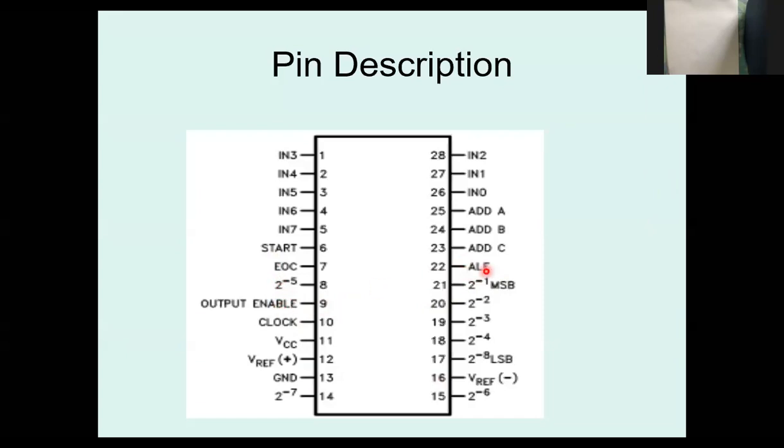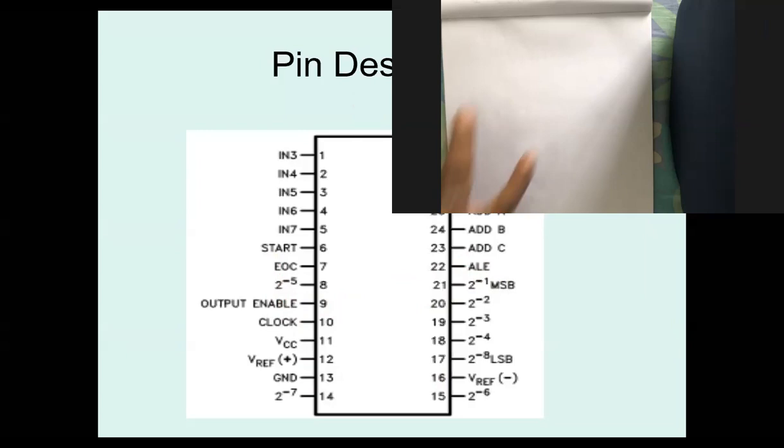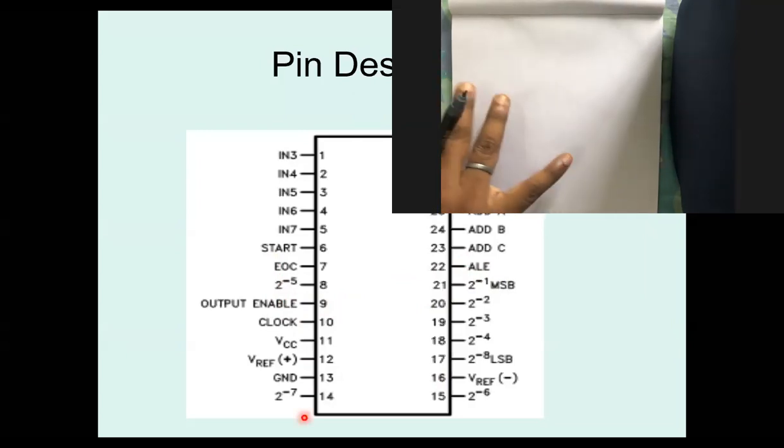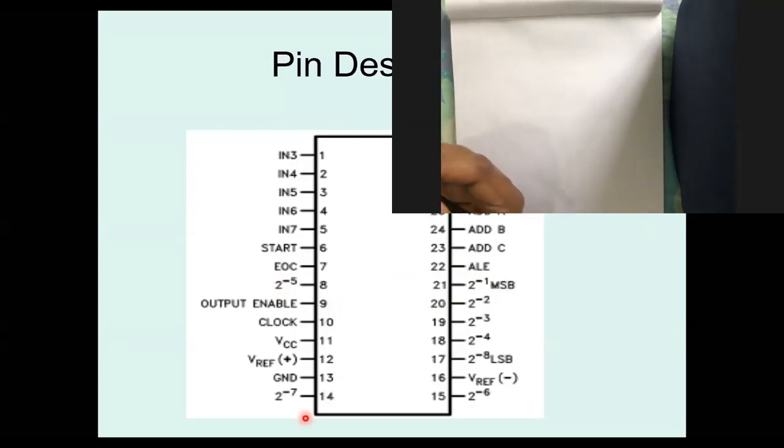ALE full form is address latch enable. Just see my copy, sir. I will explain one by one. These four are very important for writing a program: ALE signal, SOC signal, EOC signal, and output enable.